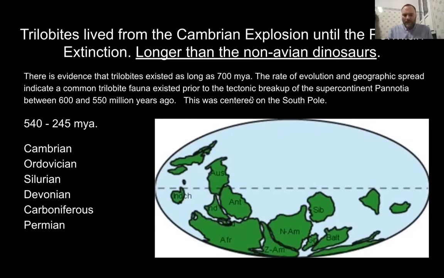There was possibly a common trilobite fauna existing prior to the tectonic breakup of the supercontinent Pannotia between 600 and 550 million years ago. That was centered on the South Pole, as you can see in the graphic. And they made it through the Cambrian, Ordovician, Silurian, Devonian, Carboniferous, all the way through the end of the Permian. That's a very long time.